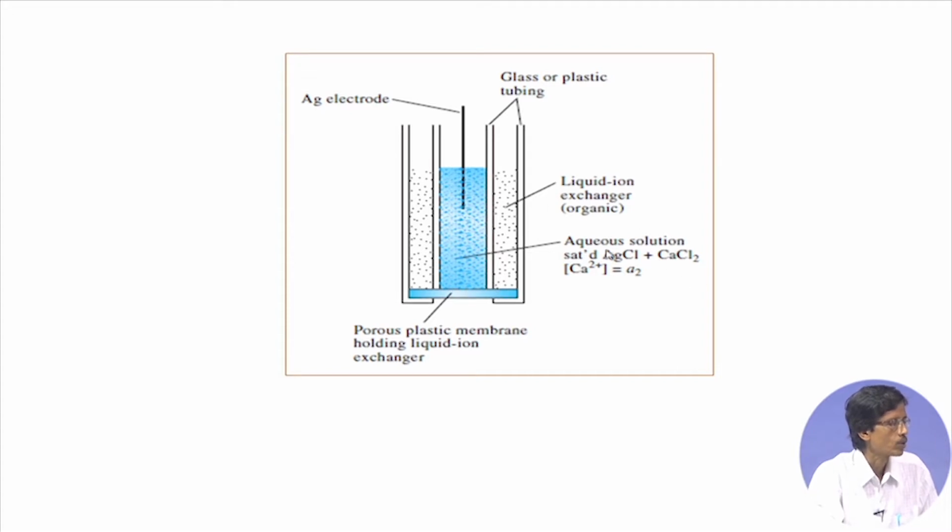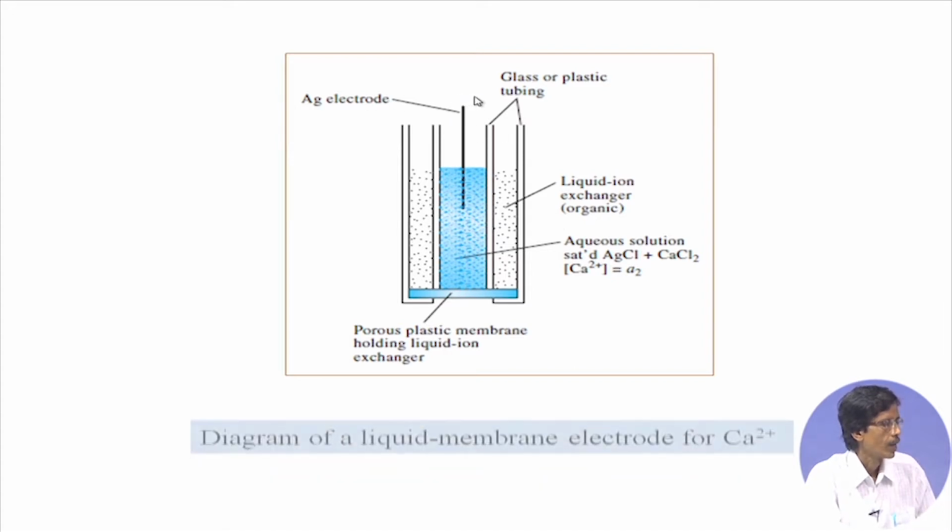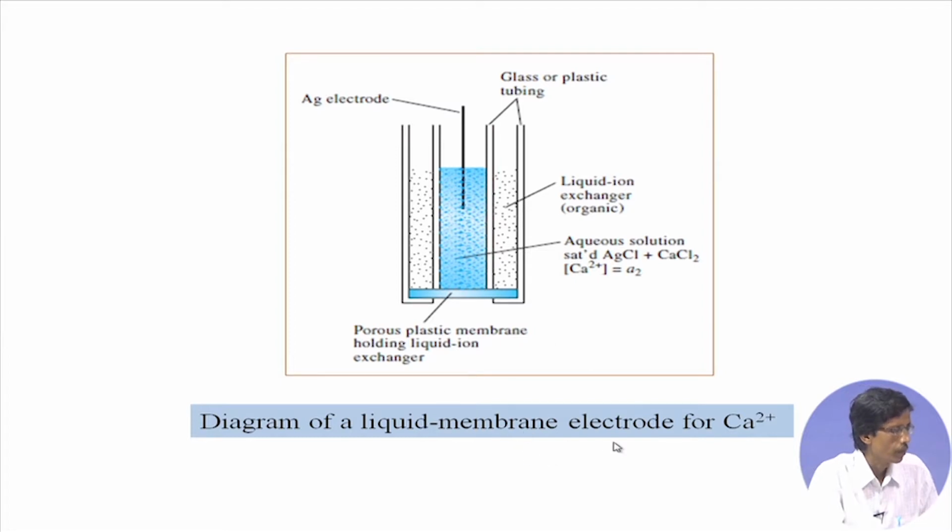Then we put some aqueous solution of silver chloride and calcium chloride such that you can have some calcium concentration of A2. Then around this tubing you have the liquid ion exchanger, which is the organic liquid. You put that organic liquid over here and insert the corresponding electrode, and then you get a liquid membrane electrode. So, this is the very basic design of a liquid membrane electrode for calcium 2 plus, and you can measure the corresponding pCa concentration using this particular liquid membrane.